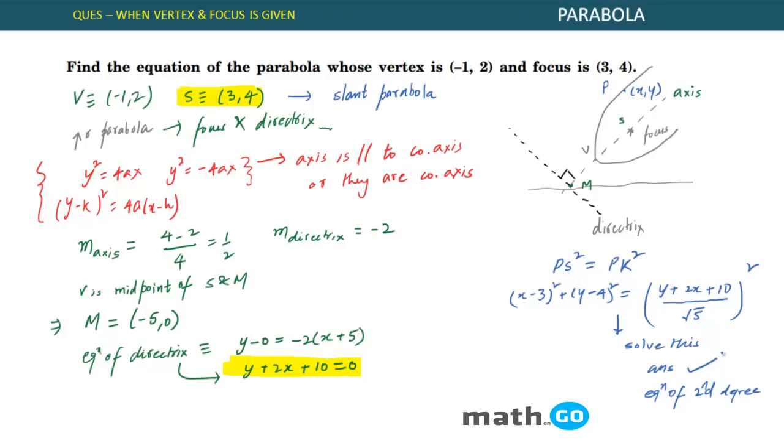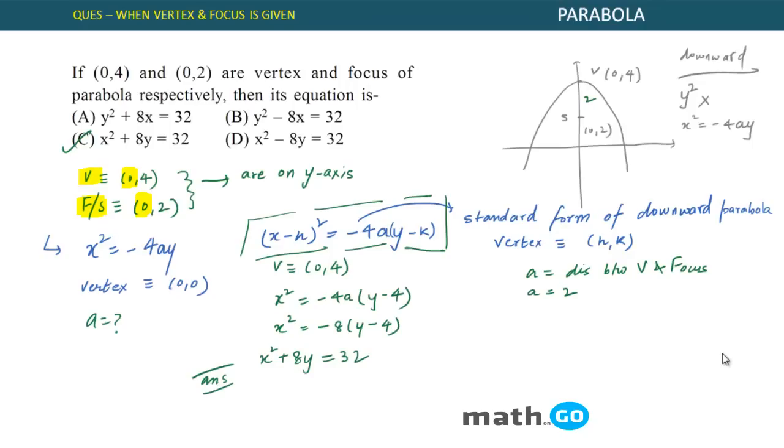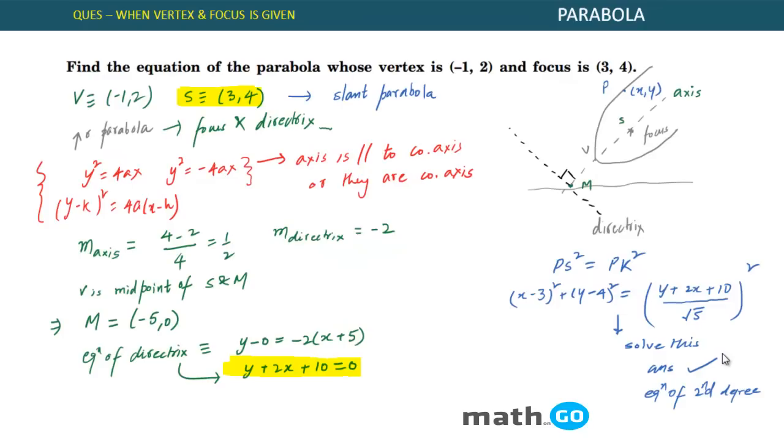I have told you two questions that are completely similar, but the approach is completely different. The earlier question had both focus and vertex on the axis. Here the focus and vertex were on an inclined line. So for an inclined line, this is how you have to solve.